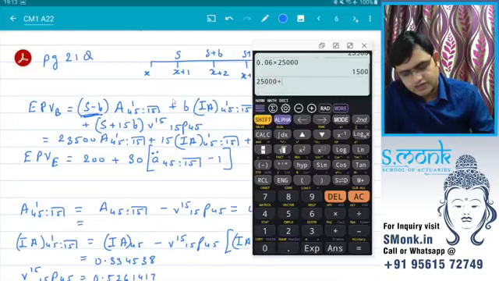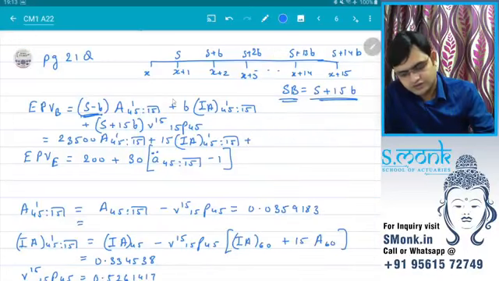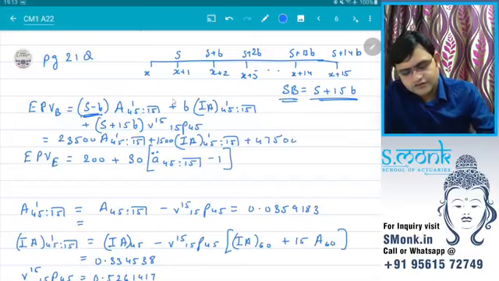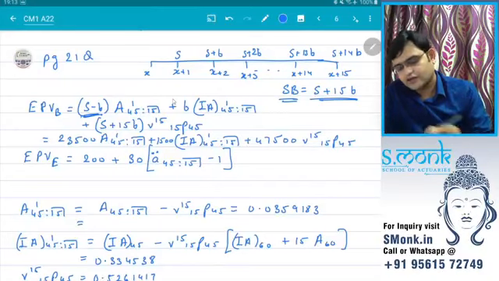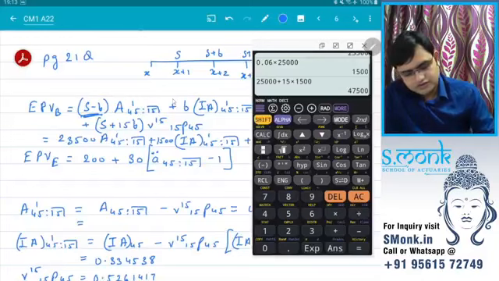25,000 plus 15 times 1500 is 47500. 475, this is 1500. 47500 v raised to 15, 15p45. We've calculated all these three values. Let's wait.